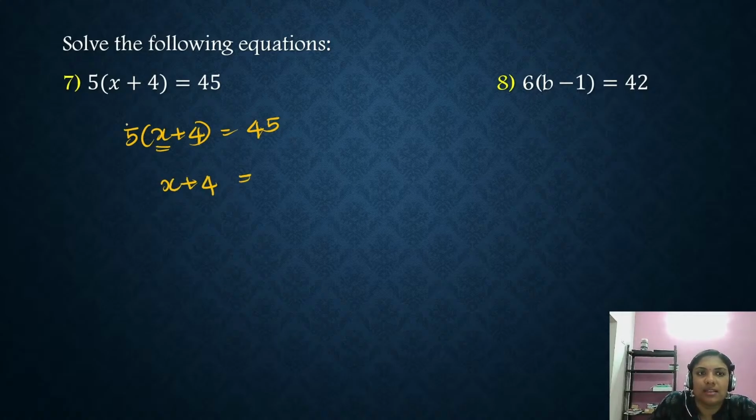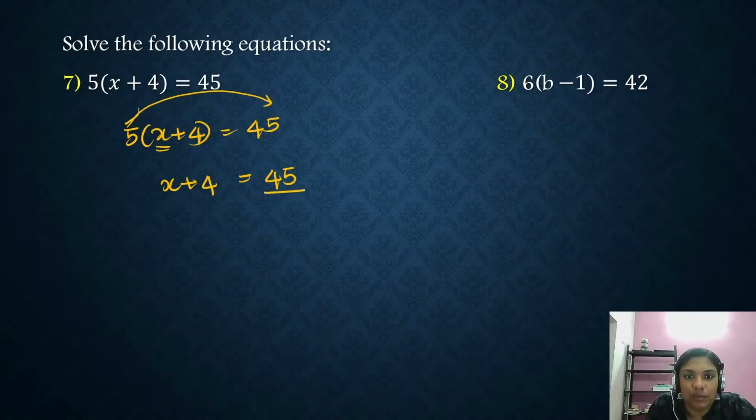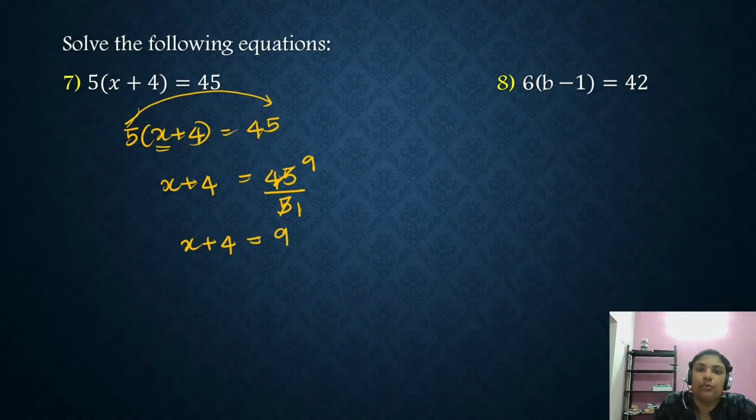Now, what's the extra thing? This 5, right? So this 5 should be moved to RHS. 45 is already present in RHS and 5 into this bracket, right? So when it comes over to RHS, it will be in the denominator, divided by 5. 5 1 is 5, 5 9s are 45. So the equation gets simplified to x plus 4 is equal to 9.